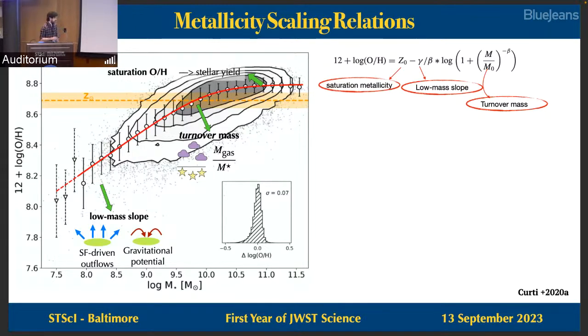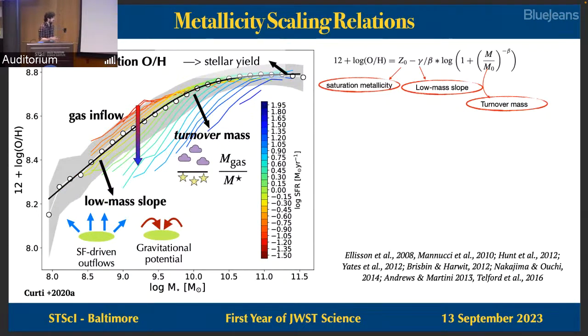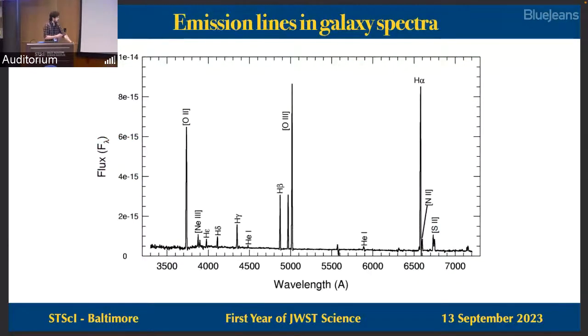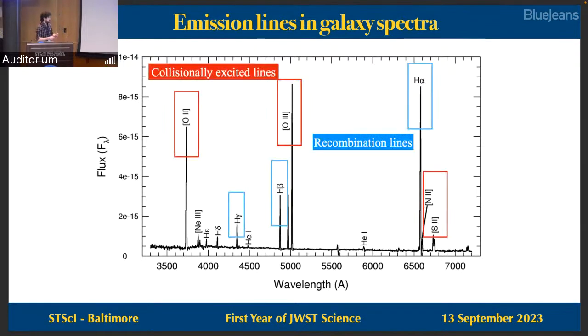Another key observational result of the past 20 years is that the scatter in the mass metallicity relation correlates with different physical properties, and the most striking correlation is with the star formation rate, in the sense that at fixed stellar mass, high star formation rate galaxies appear to be less metal rich than low star formation rate galaxies. And this has been interpreted as the existence of a more fundamental relation in the 3D space set by stellar mass, star formation rate, and metallicity, which has been dubbed the fundamental metallicity relation, such that the mass metallicity relation that we just see is a 2D projection of a more fundamental relation in this 3D space. Now, to study metallicity in galaxies, we usually have to rely on the beautiful emission line spectra from HII regions, which contain several emission lines, both from hydrogen recombination lines and forbidden lines.